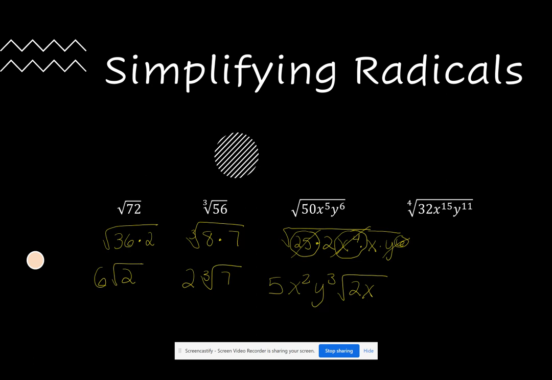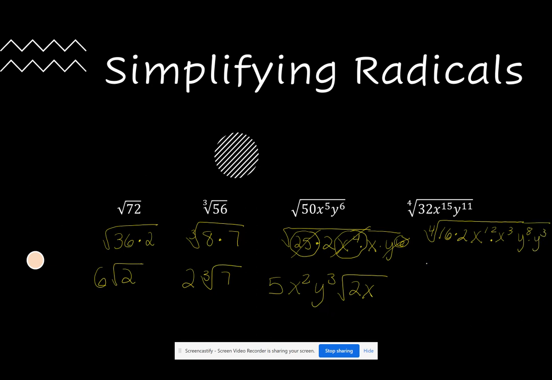Now for the fourth root, it's the same type of thing. We want to think of what perfect fourths go into 32. In this case, it would be 16 times 2, because 2 to the fourth is 16. And then we need our exponents to be divisible by 4. So we can do x to the 12th. 12 divided by 4 would be 3, and that would leave you with x cubed. And then y to the 8th would leave you with y squared.